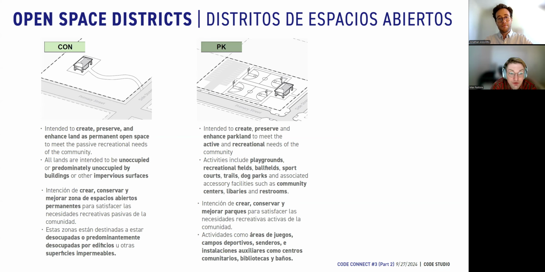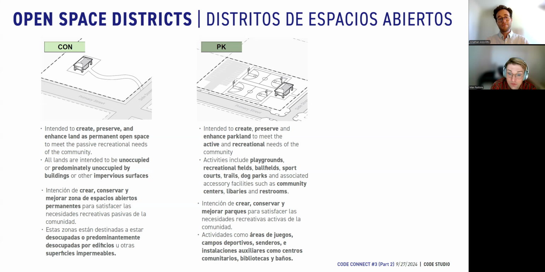So conservation is really intended to create, preserve, and enhance land as permanent open space. And again, it focuses on really passive recreational needs of the community if used for recreational purposes, not intended to be occupied by many buildings or paved surfaces, as opposed to a park, which is also intended to be open space, of course, but is allowed to be a bit more active in terms of meeting recreational needs for the community. So think of park mostly as something that's going to be showing up closer into or within the urban growth boundary, and conservation being something that happens outside of the urban growth boundary, particularly out in the county.